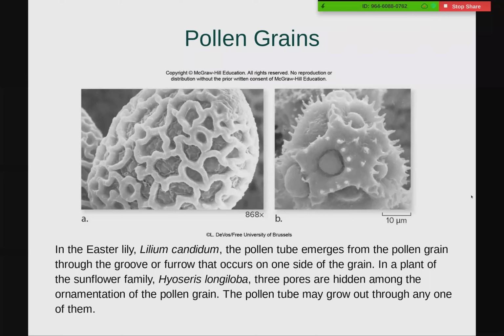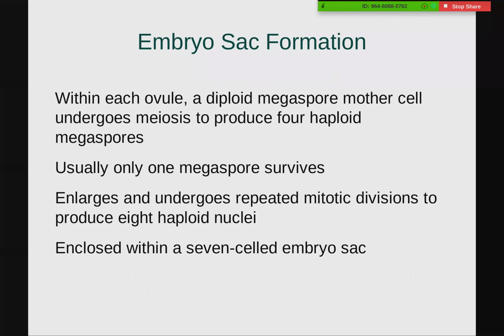Now in the plants of the sunflower here on the right, three pores are actually hidden among what we call the ornamentation of the pollen grain, and the pollen tube may grow out through one or more of them. So we're talking about things that are hidden here, here, and here. Pollen may grow out of one of them. So again, pollen structure varies depending on what species of plant you have.